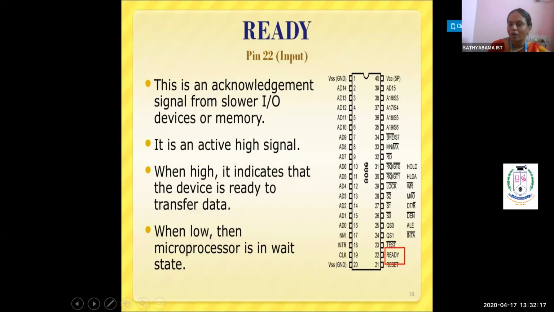Then READY. It's important to mark that this is the same ready signal we already studied in 8085. What is the ready signal? We all know the processor always works at high speed. But peripheral devices are very slow, so a slower peripheral device that wants to communicate with the microprocessor always sends a ready signal. That means the device is ready to transfer the data. The ready signal is used to acknowledge the microprocessor that it is ready to transfer the data.